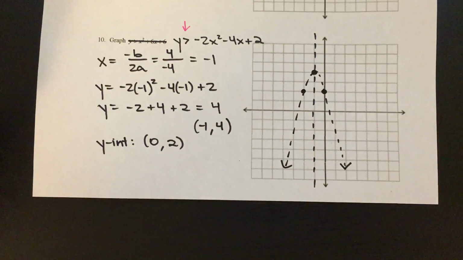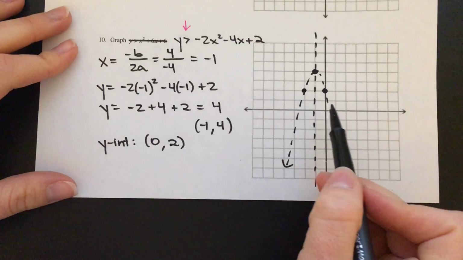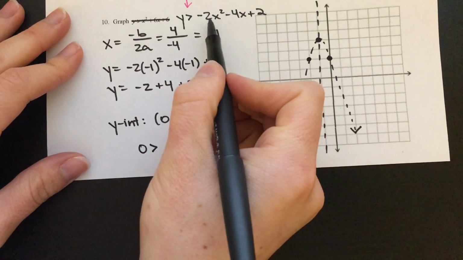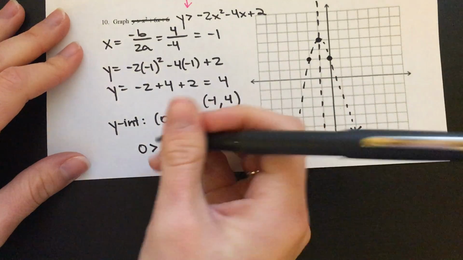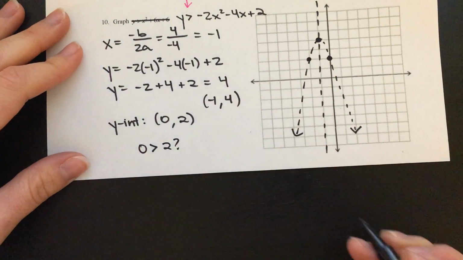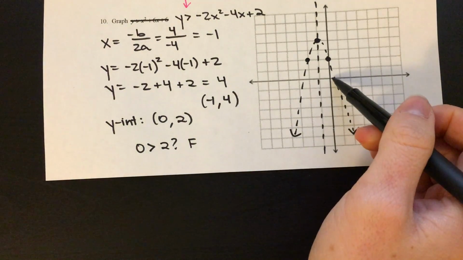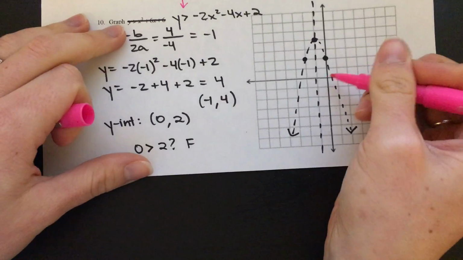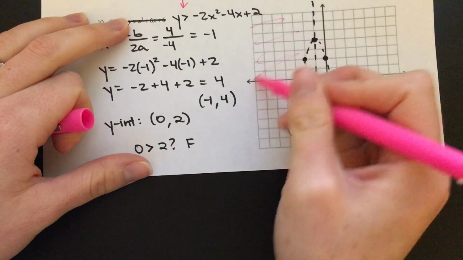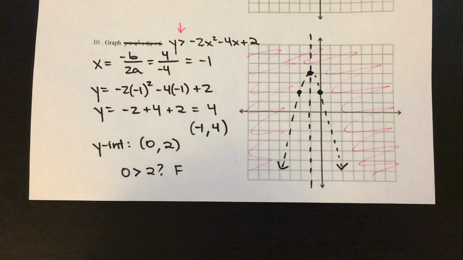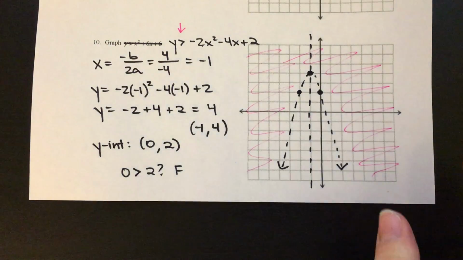And then last thing, I'm going to test the origin to see where I should be shading. So plug in 0, 0. So I want to know, is 0 greater than, this would be 0, this would be 0, and you'd be left with a 2. So 0 is not greater than 2. So that means that 0, 0 is not part of the shaded region, and 0, 0 is kind of inside the parabola, so we shade everything outside of the parabola. All right, so that's your first 4-8 problem.